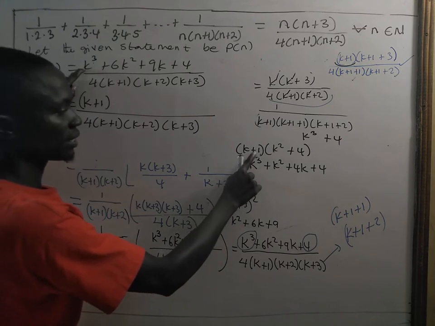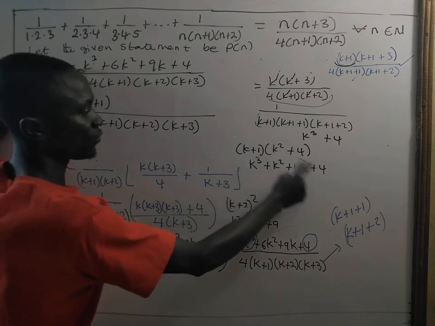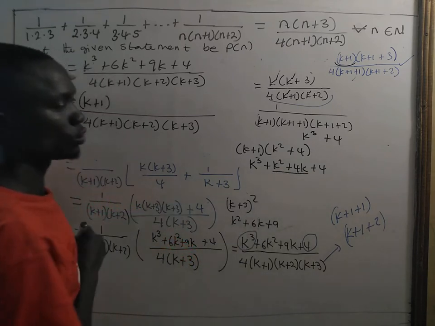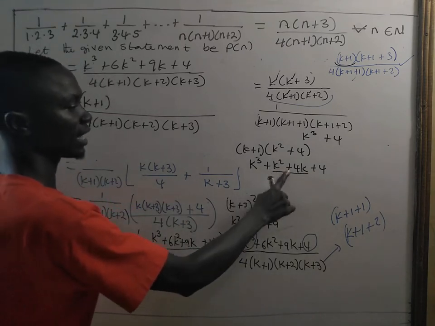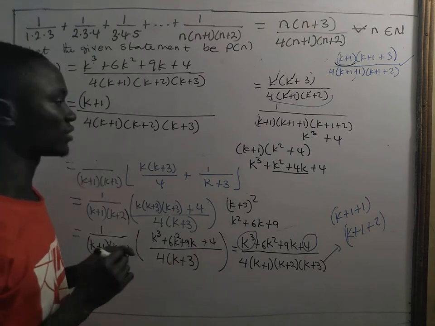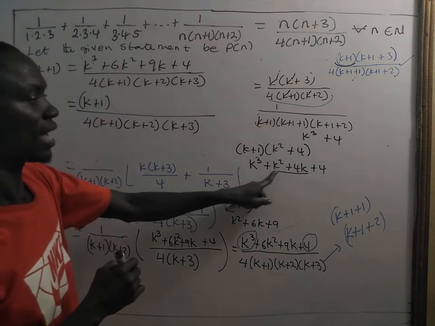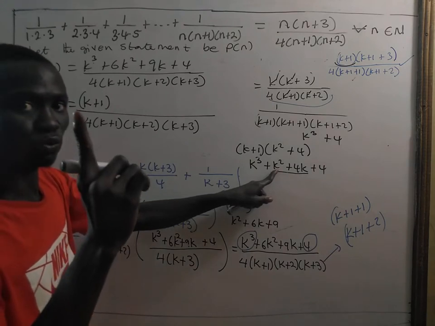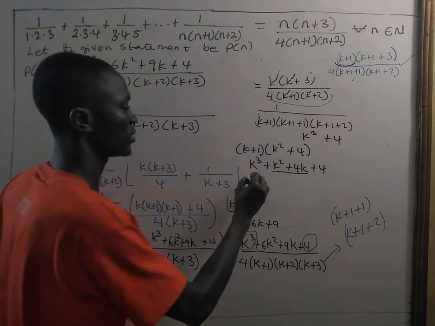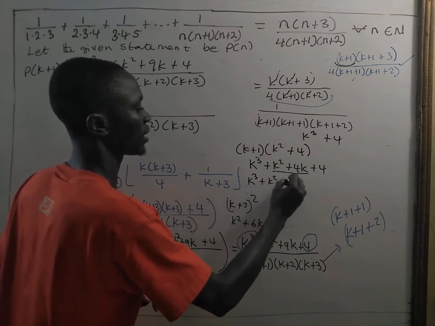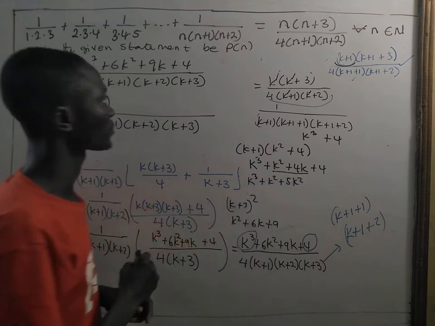If I multiply 1 by the 4, I'll get the 4 here. And you see that the 2 terms will also give me k squared and plus 4k. So this is the trick. Here I have 6k squared. I've gotten k squared, so it has left 5k squared. So I have k cubed plus k squared plus 5k squared.